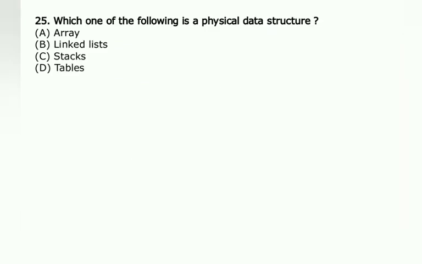Which one of the following is a physical data structure? A physical data structure refers to the actual organization of data on a storage device. And logical data structure refers to how the information appears to a program or user. For example, a data file is a collection of information stored together. Array is one data structure which refers to actual memory organization. Stack, table and linked list are logical data structures, whereas array is a physical data structure. The answer is array.